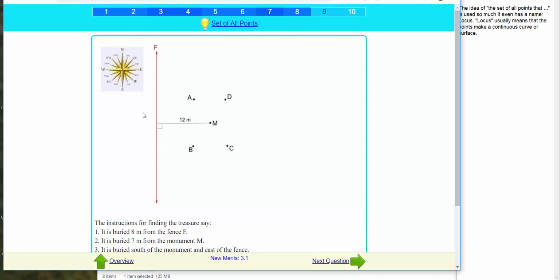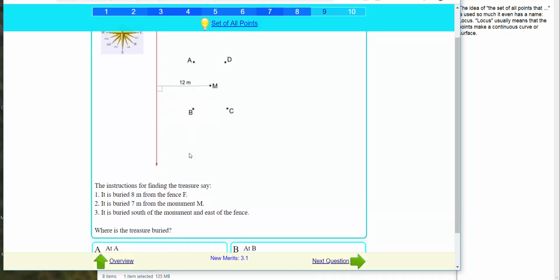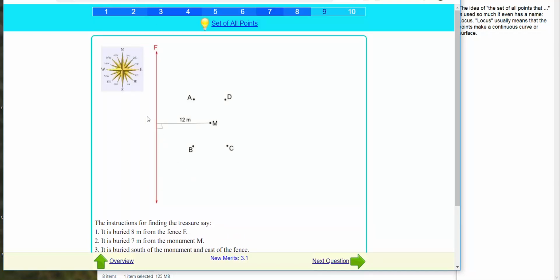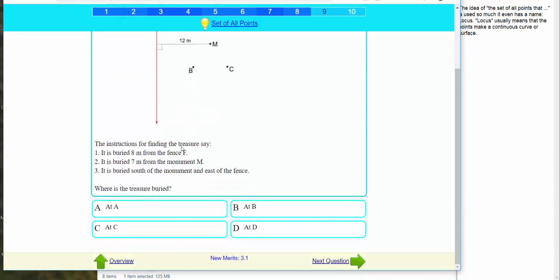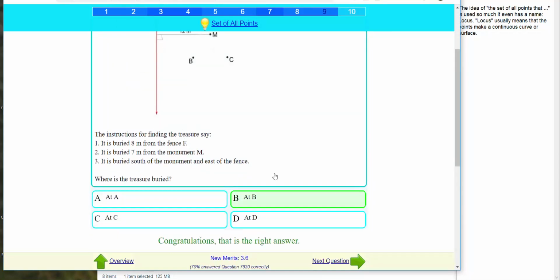South of the monument. This is south. And this is east. South of the monument. Where is the treasure buried? It's buried 7 meters from the monument. Now, the monument, 7 meters. I'm guessing it's at B.